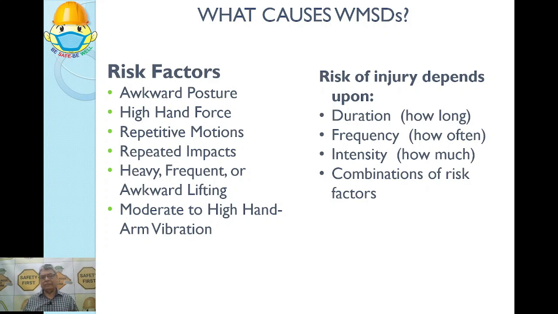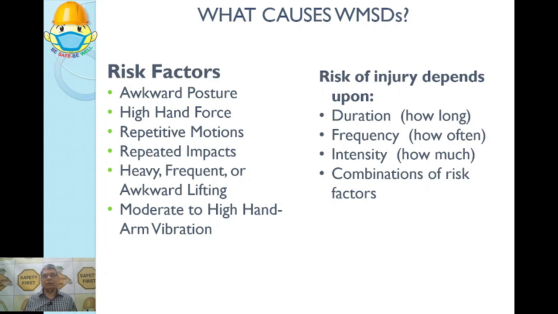Means if you are using a hammer, if you are hitting with the hammer repeatedly, there will be impact on your shoulder repeatedly. Then heavy, frequent or awkward lifting: you are lifting a load frequently, it is a heavy load and your lifting position is very awkward. Moderate to high hand-arm vibration, so whenever you are using, say, a hand tool or a powered drill or a pneumatic drill, there will be high hand-arm vibrations. So these are all the risk factors which cause the WMSDs, and it depends on the duration.